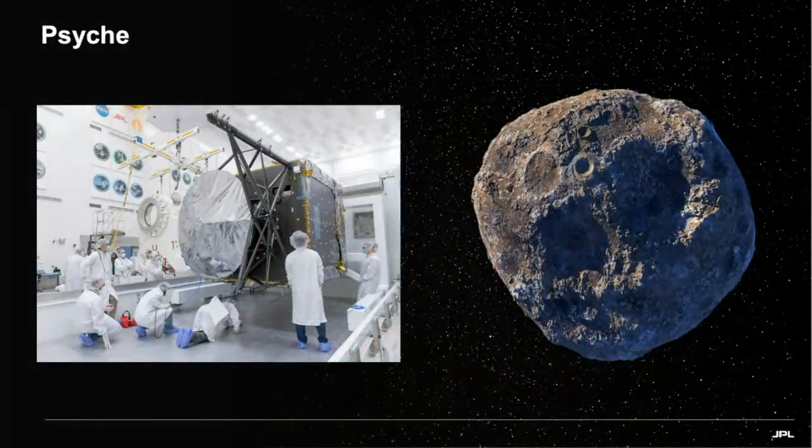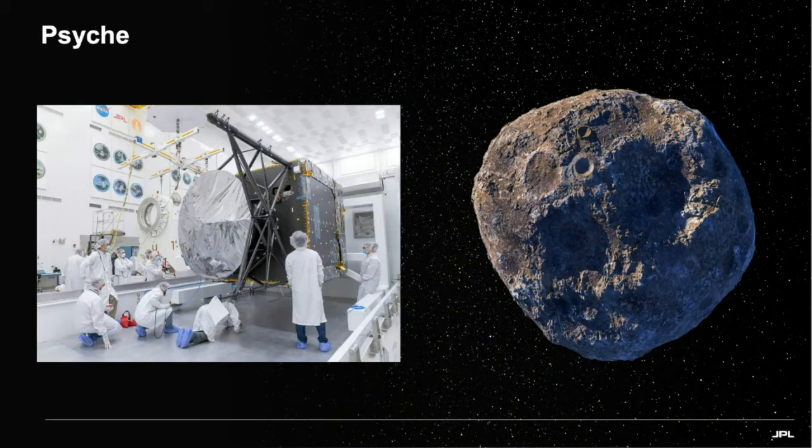So I want to move to just a couple other things real quick, because I don't want you to think that all we do at JPL is Mars. We do a lot more than that. Our next mission to launch, in fact, is not going to Mars. We have a mission launching this next August, and it's called Psyche. It's a mission to an asteroid named Psyche, which is where the mission gets its name.